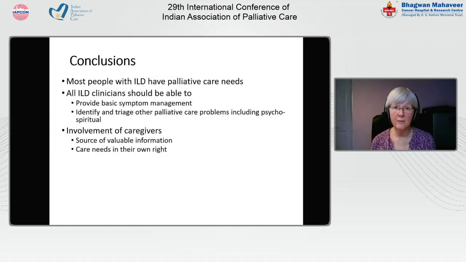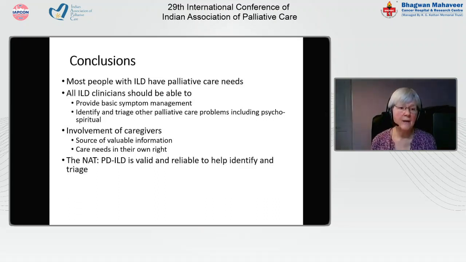Firstly, they're a source of valuable information. They're living with this person often, or at least having very close contact, and they may have care needs in their own right. The needs assessment tool for progressive disease and interstitial lung disease is valid and reliable to help identify and triage unmet need.